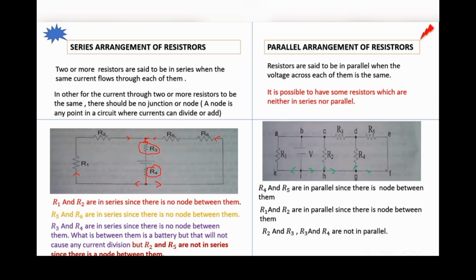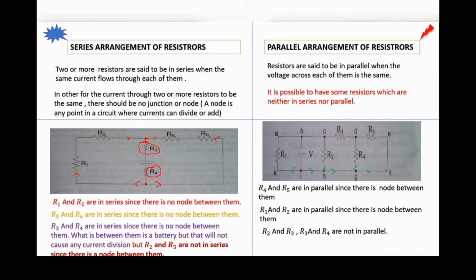Let's check. R2 and R3 are not in parallel. Where's R2 and R3? This is R2 and this is R3. They will have the same current, which is preventing them from being parallel. Are you getting it? So they'll have the same current. Therefore, there will be no parallel between this series, R2 and R3, and R3 and R4 too.